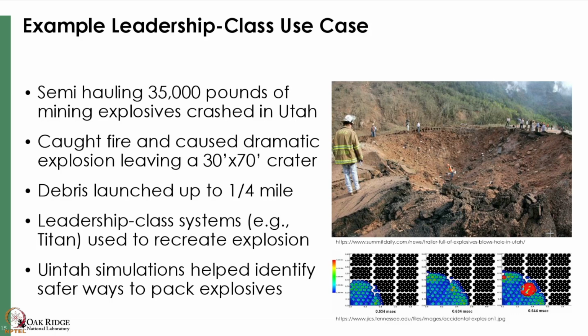The other use is to look at how different mining explosives behave. So this mining explosive caught fire and caused a dramatic explosion, leaving a large crater. And the debris was launched about a quarter-mile high. How do you recreate this explosion? How do we understand this explosion? What are the physics behind this explosion? This is a very, very complicated calculation. So this machine was used for doing something of this sort. So if you pack the different explosives, how does the energy propagate?